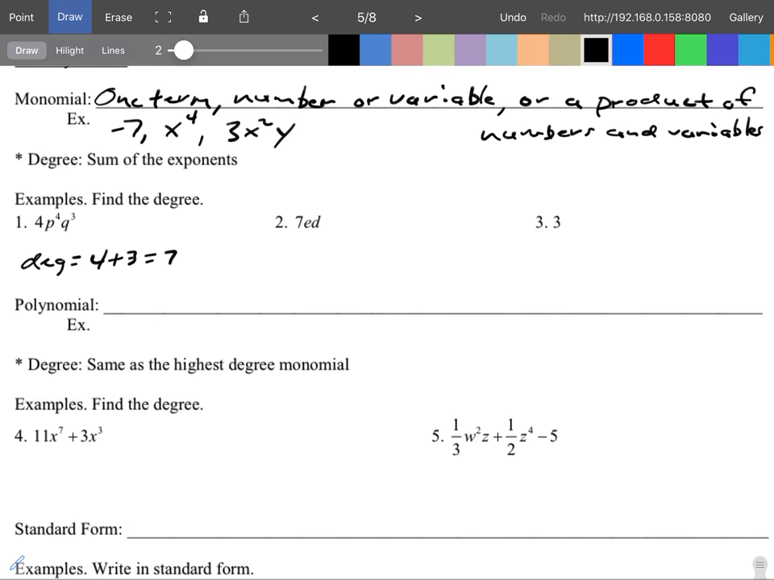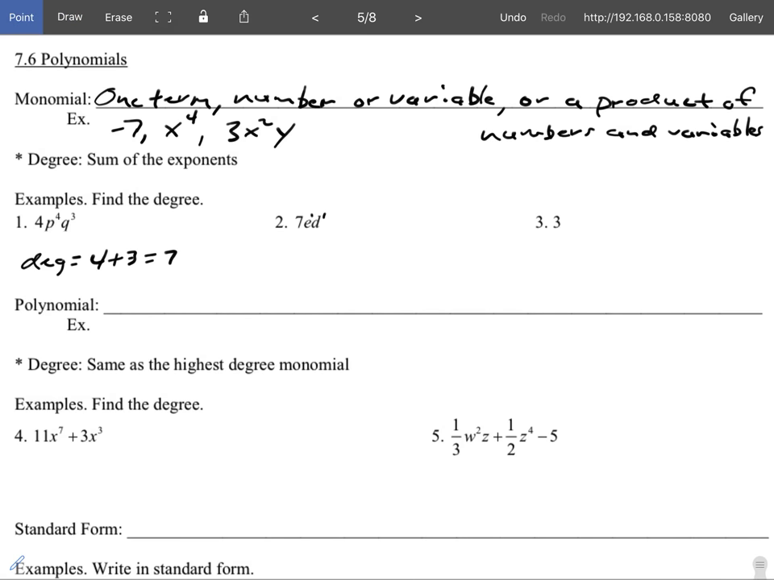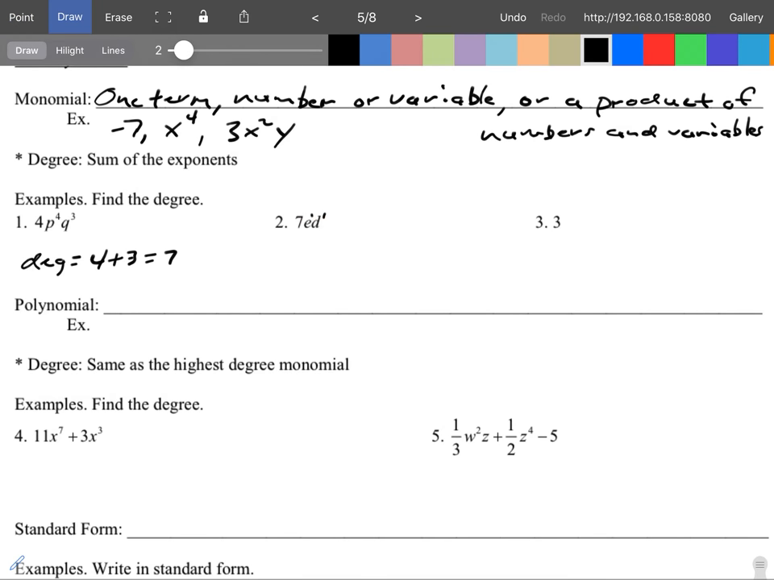Well, then on number 2, it's implied that that's e to the 1st and d to the 1st. So if you're going to add those powers, so the degree of number 2 is going to be 1 plus 1.